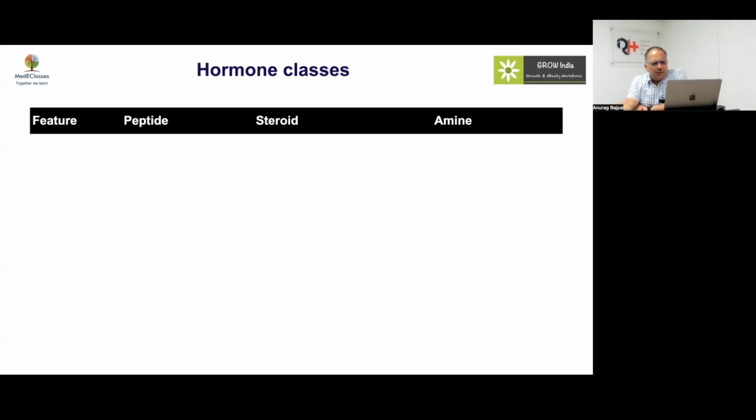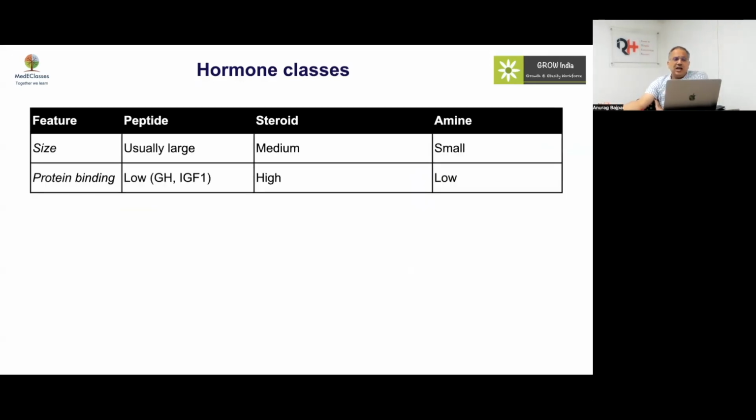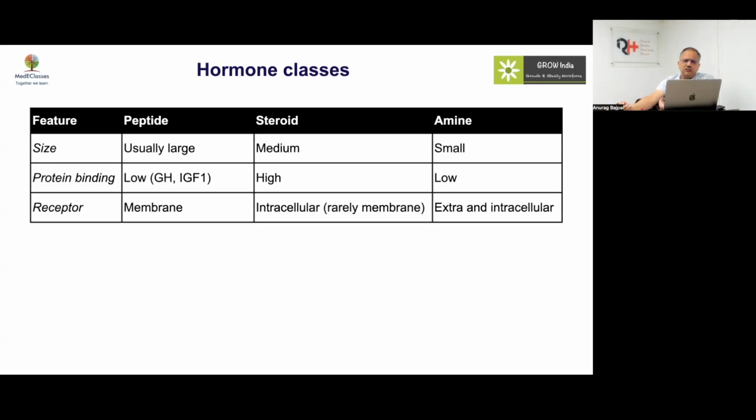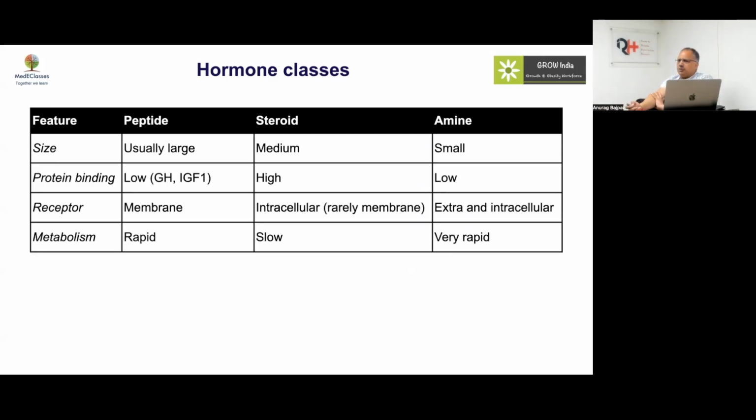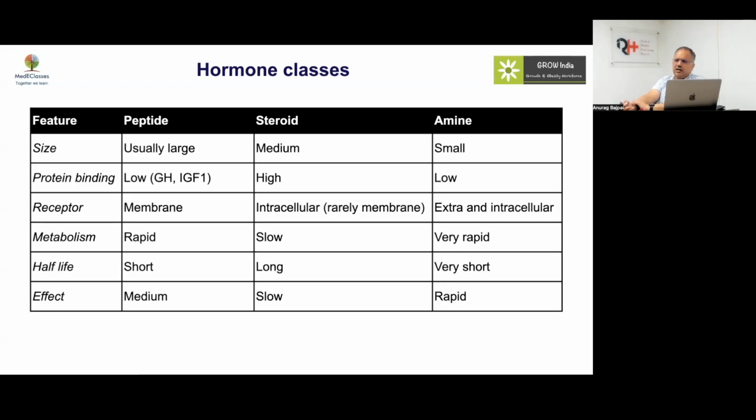So if we now compare the different types of hormones, peptide hormones are usually large. They have very limited protein binding except for growth hormone and IGF-1. They act on the membrane receptor to cause immediate effect. So they have a rapid effect because as soon as you have this receptor action, your cyclic AMP, cyclic GMP, nitric oxide, IP3 DAG, whatever pathway comes in, becomes active. Half-life is short. The effect is in the medium range.